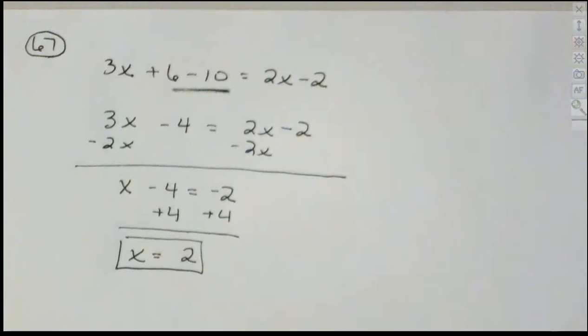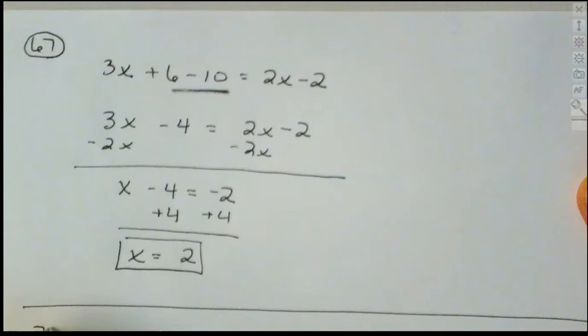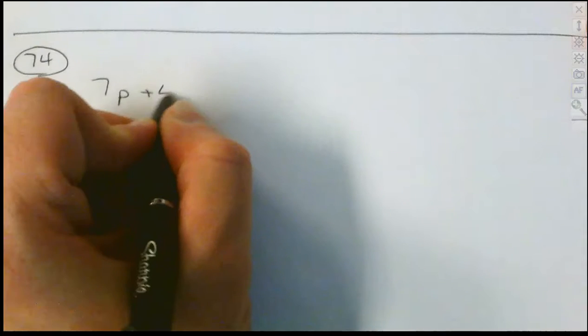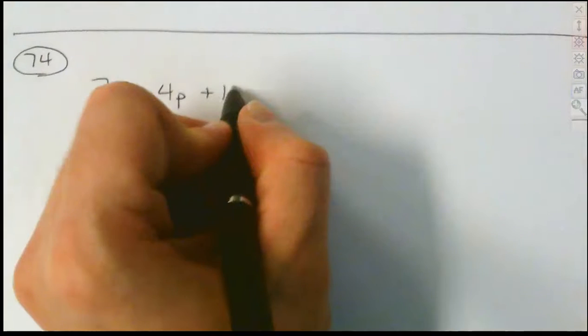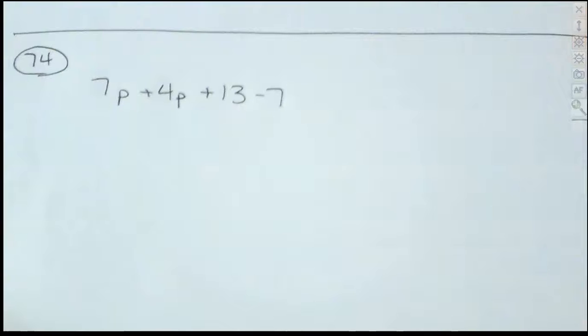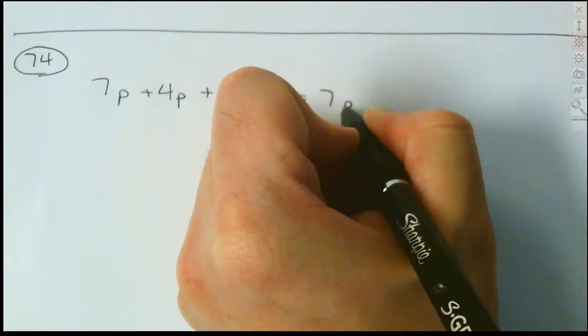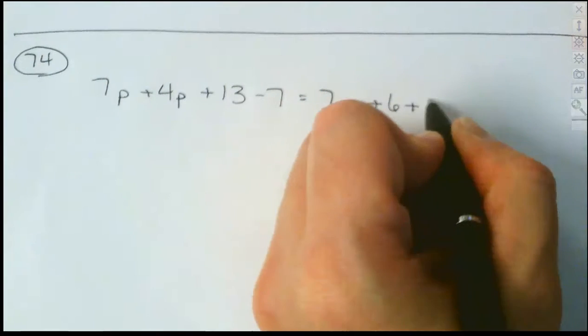Let's look at one that has more in it. How about 74? And then we'll look at fractions again. So question 74. We've got 7p plus 4p plus 13 minus 7 equals 7p plus 6 plus 3p.